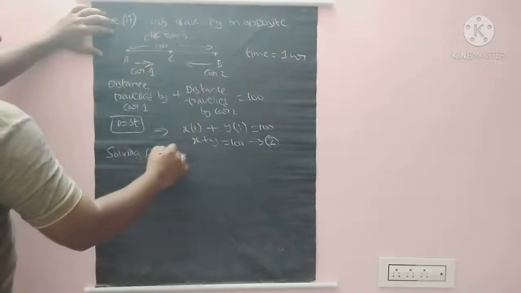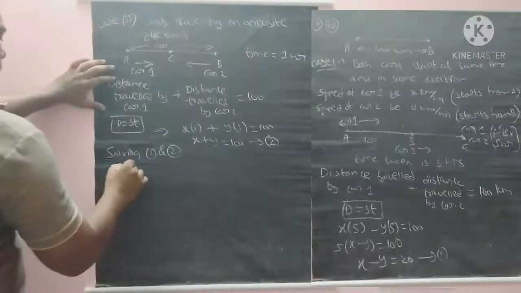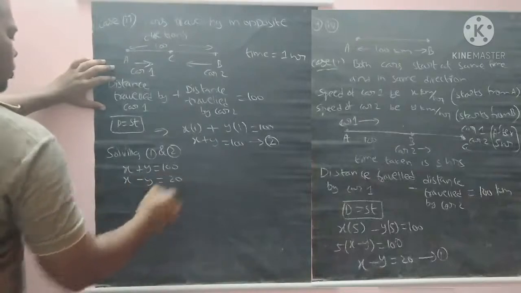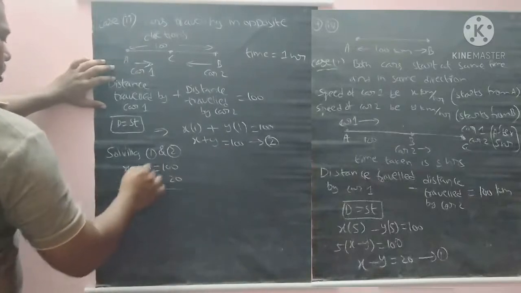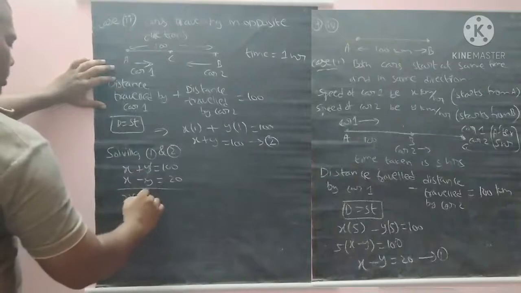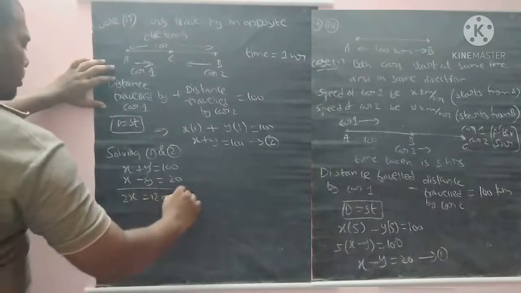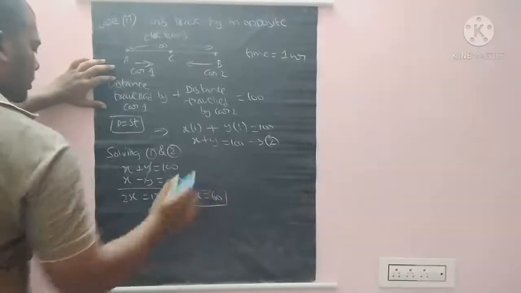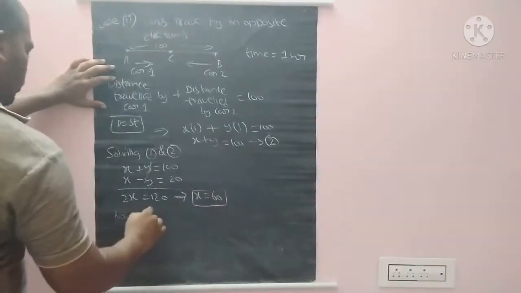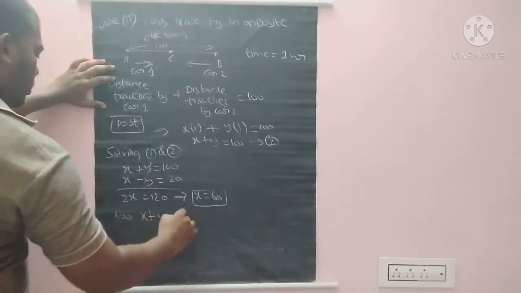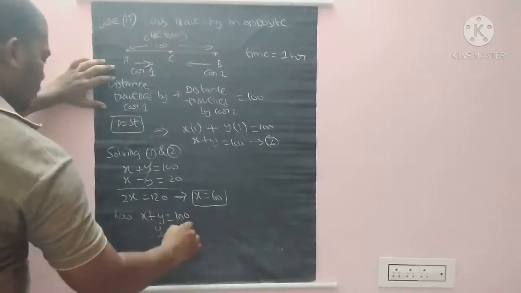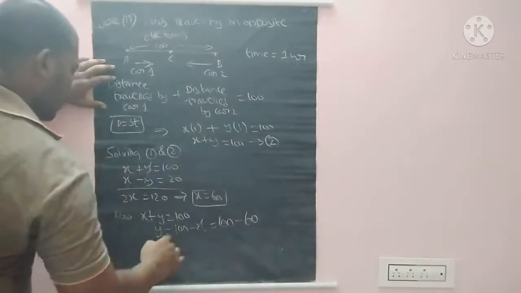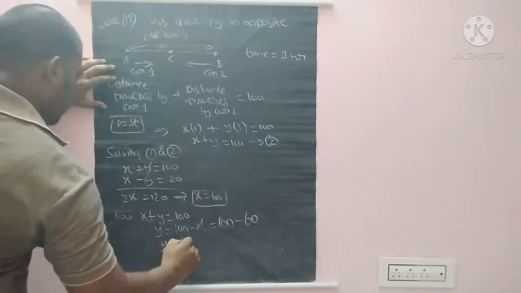Now solving 1 and 2, what will we get? x plus y is equal to 100, x minus y is equal to 20. If you add these, y will get eliminated. 2x is equal to 120, that implies x is equal to 60. So now x plus y is equal to 100, y is equal to 100 minus x, 100 minus 60, so y is equal to 40.